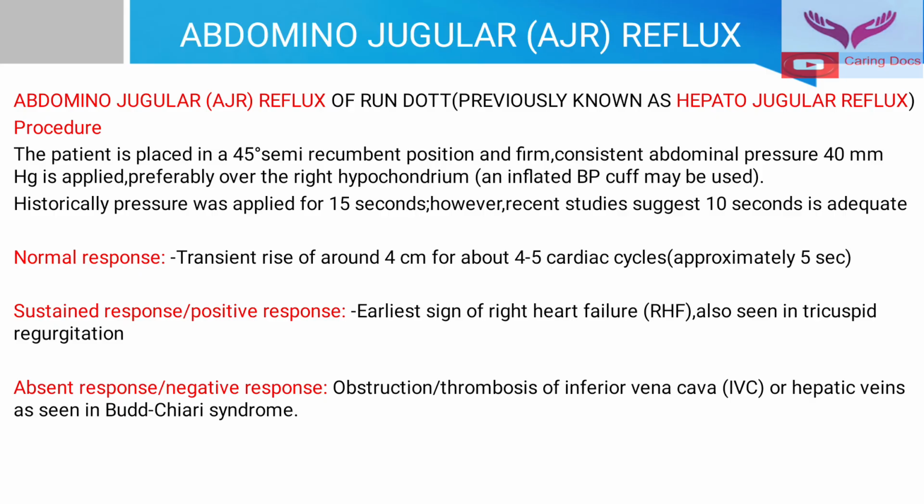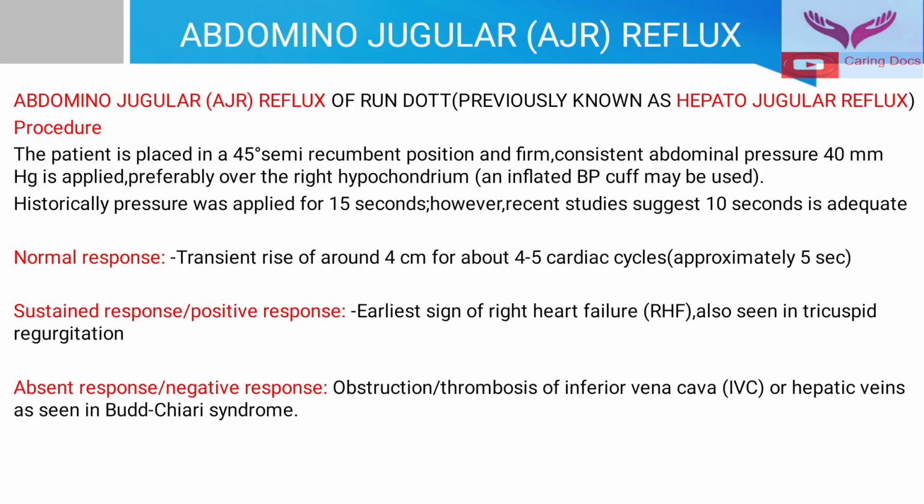Coming to abdominojugular reflex of Rondot. Previously it was known as hepatojugular reflex. In this, the patient is placed in a 45-degree semi-recumbent position and firm, consistent abdominal pressure of about 40 mm of mercury is applied, preferably over the right hypochondrium. An inflated BP cuff may be used. Historically, the pressure was applied for 15 seconds. However, recent studies suggest that it should be applied for at least 10 seconds only.